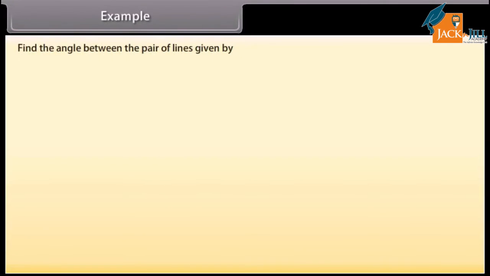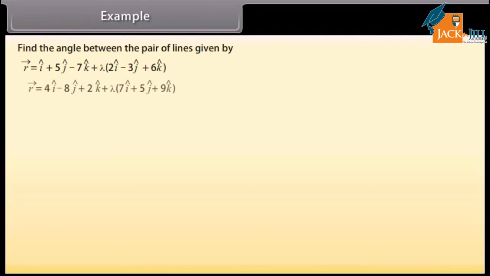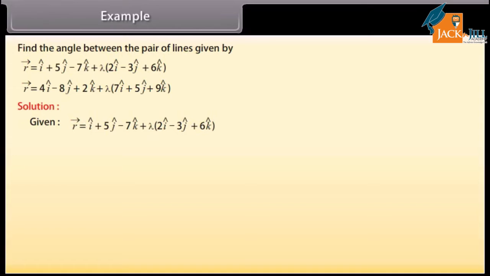Example. Find the angle between the pair of lines given by vector r equals i plus 5j minus 7k plus lambda(2i minus 3j plus 6k) and vector r equals 4i minus 8j plus 2k plus lambda(7i plus 5j plus 9k). Solution. Given vector r equals i plus 5j minus 7k plus lambda(2i minus 3j plus 6k), vector r equals 4i minus 8j plus 2k plus lambda(7i plus 5j plus 9k).